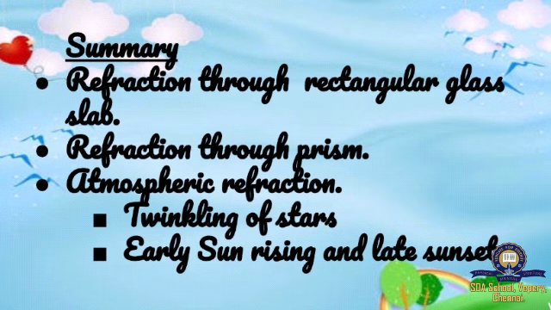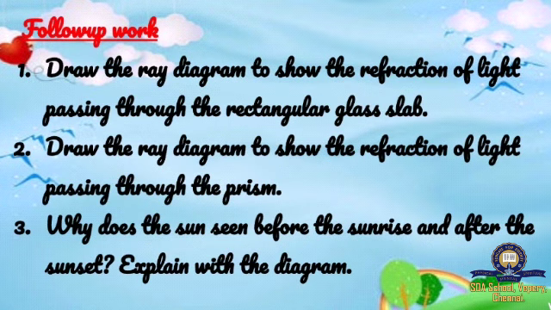Right? So, for the follow-up work, you have to draw the ray diagram to show the refraction of light passing through the rectangular glass slab. Second, draw the ray diagram to show the refraction of light passing through the prism. Third question is, why is the sun seen before the sunrise and after the sunset? Explain with the diagram. So these are the follow-up work for today's class.